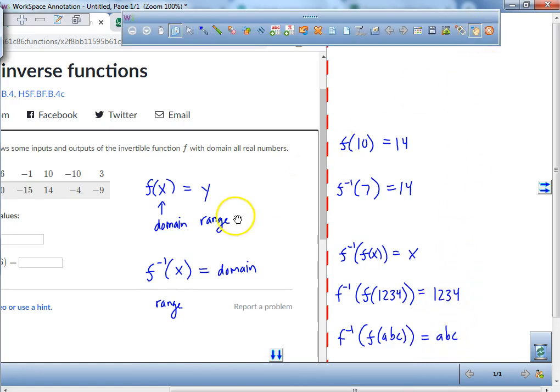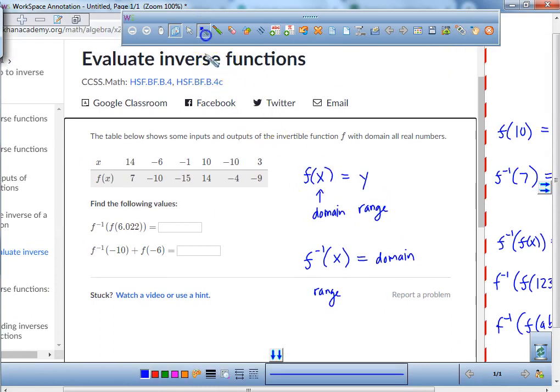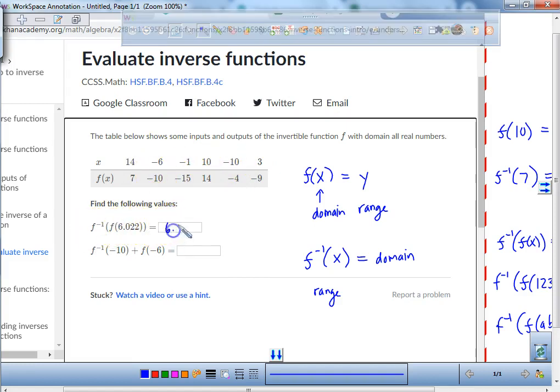There you go. All right, so over here, do you see 6.022 anywhere on this table? No, but this says the inverse of f of that, so it's just going to be whatever it is right there. Now, if I say, what's the inverse of negative 10, what are you going to say? Negative 6. But if I say, what is f of negative 6, it's negative 10. So we add those together and we get negative 16.